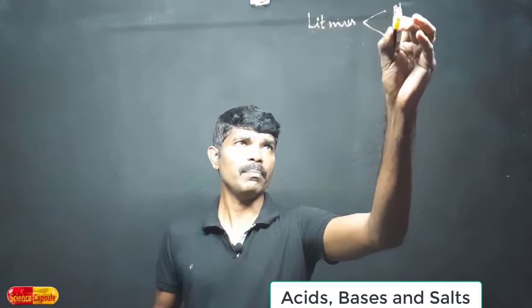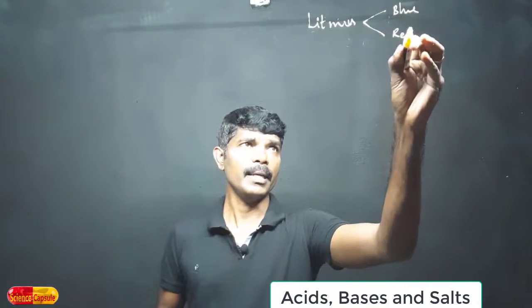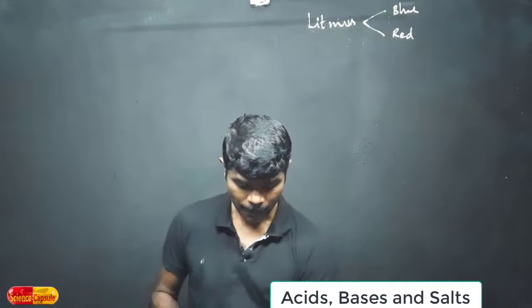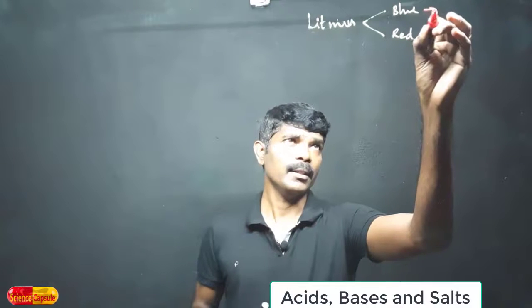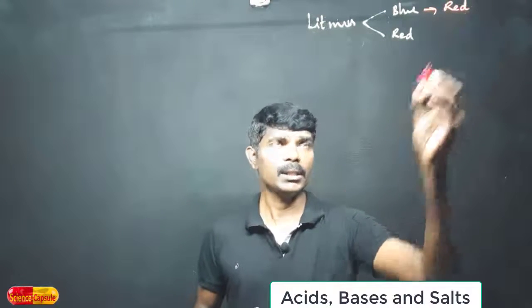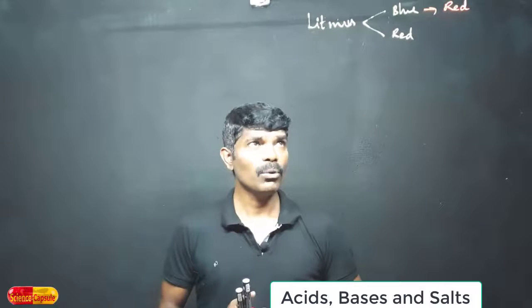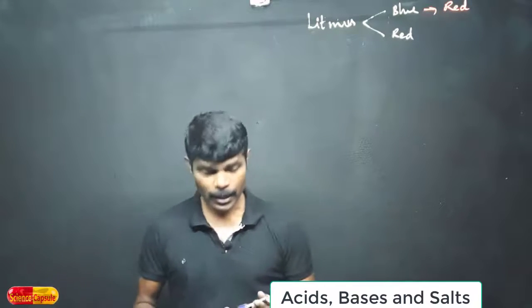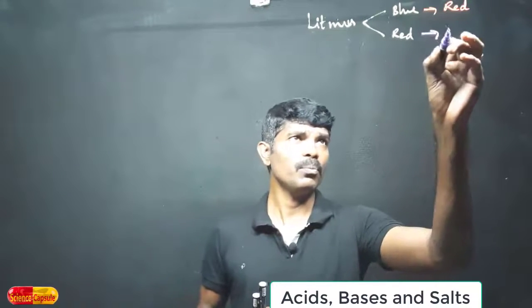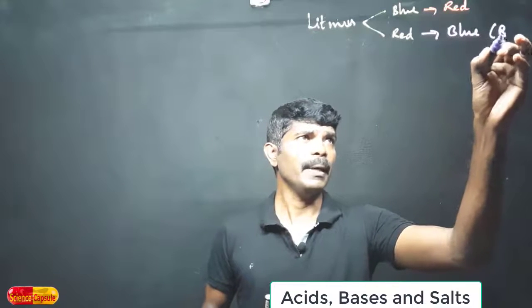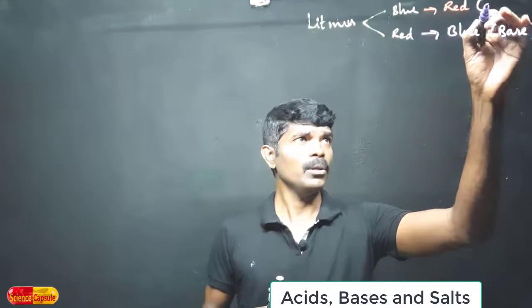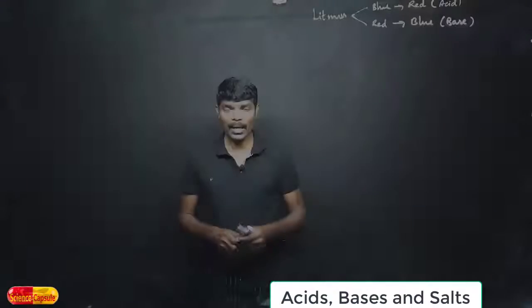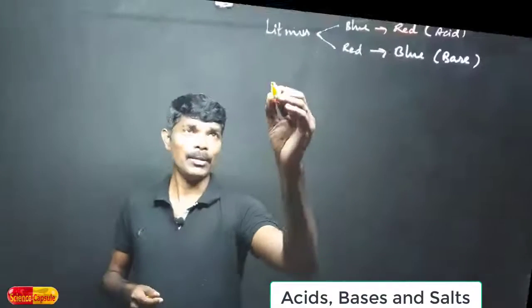Litmus is available in two colors, one is blue litmus and another one is red litmus. If it is an acid, then blue litmus changes into red color. So if the solution turns blue litmus into red litmus, then it is an acid. If red litmus changes into blue, then it is a base. So this you must have studied and you should know about it, right? So this is acid.